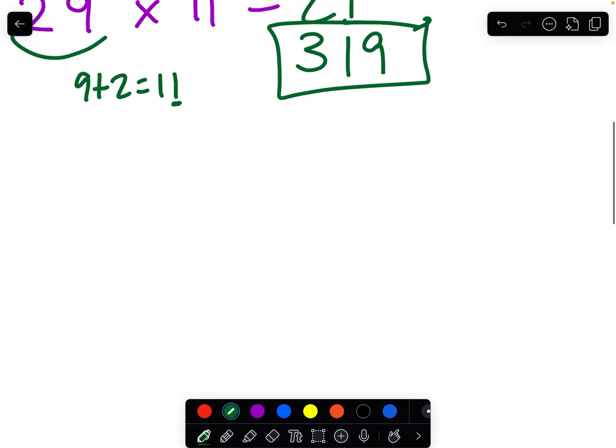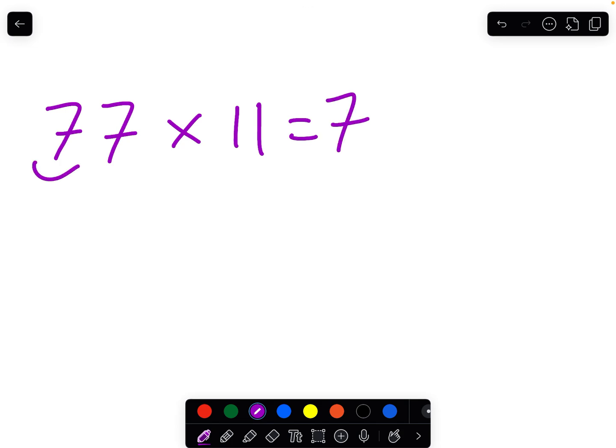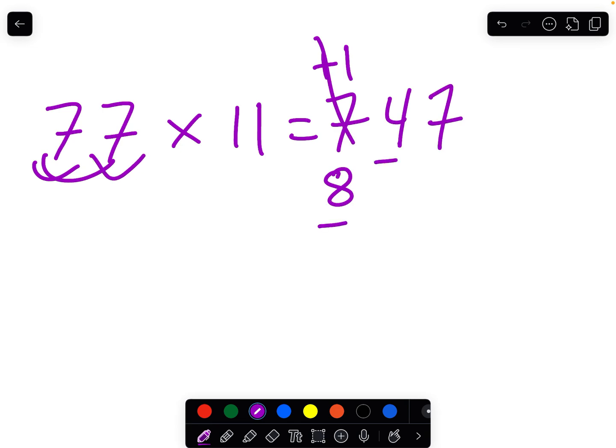Let's just do one more just for kicks. What if you have 77 times 11? Let's do it out. It is going to be 7, and then 7 plus 7 is 14. I'm going to take the 4. I'm going to carry the 1. This becomes an 8. Cross those out. Then I'm going to have the 7 at the end. Here are my digits, equals 847. Are we having fun yet?